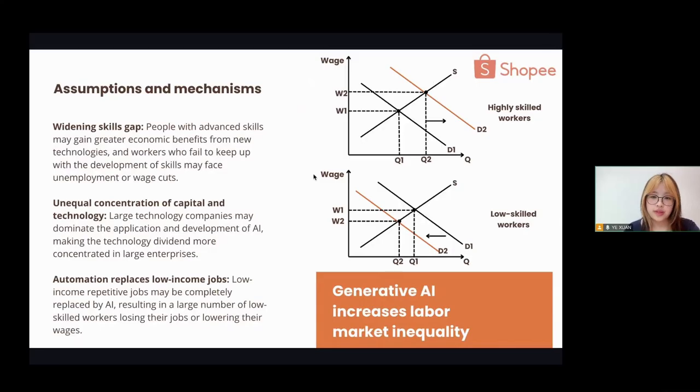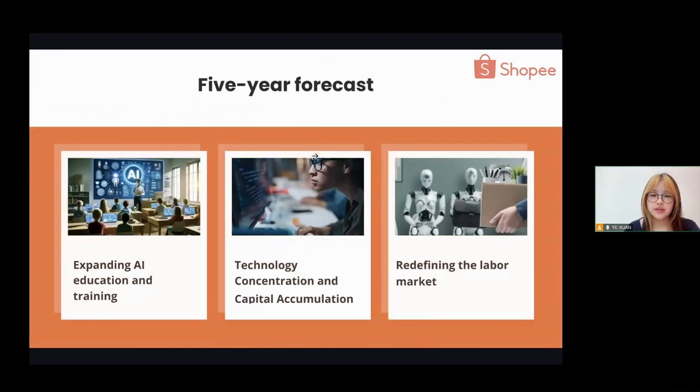Our emphasis for this is people who master advanced skills may gain greater economic benefits in new technologies, while low-skilled labor may be completely replaced by AI. In the next 5 years, the development of AI may show a mixed trend. On the one hand, more and more people will have the opportunity to work, but some occupations may be replaced by AI, and there will be an increased demand for occupations that require high technology people.